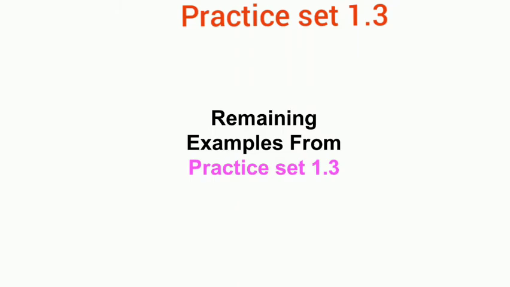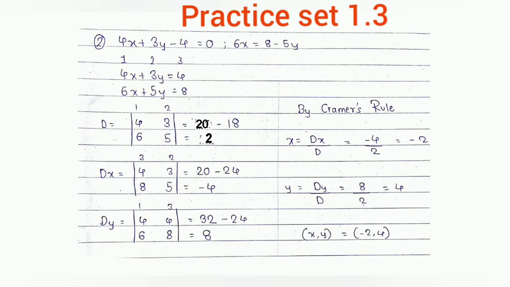Hello students. Here these are the examples from practice set 1.3. Remaining examples. Okay? See here the first one, which is the second example. Look here. This is 4x plus 3y minus 4 equal to 0. First of all, this one we are going to write in neat form. This is 4x plus 3y is equal to 4. And the next one is also not in neat form. So take that one in neat form, that is 6x, that minus 5y comes this side, plus 5y is equal to 8. Now they are in neat form.